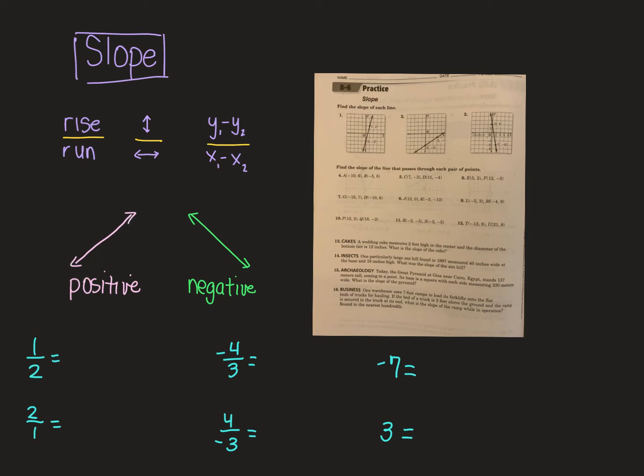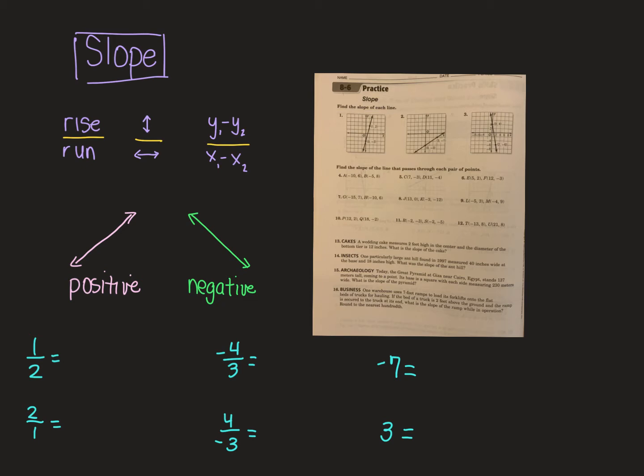Slope can either be positive, so we're going up the hill, or slope can be negative, we're going down the hill. Slope can be a fraction, slope can be a whole number, slope can be an improper fraction. All of this is fine. Like we would always have 2 over 1, not just 2. Improper is just fine. We're not going to change it to a mixed number.